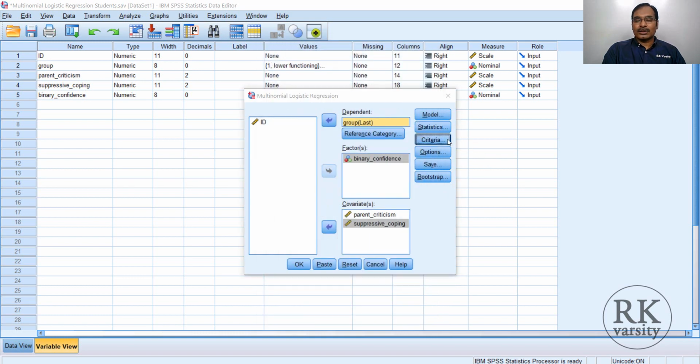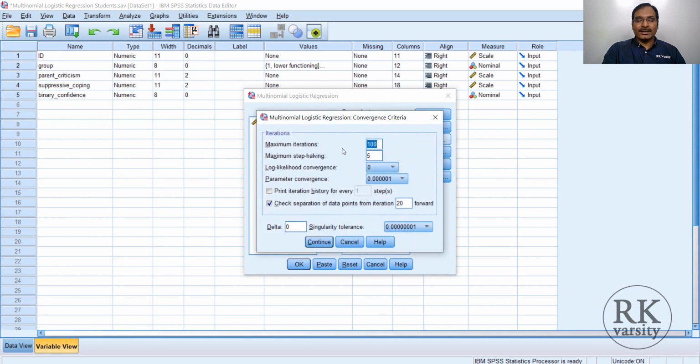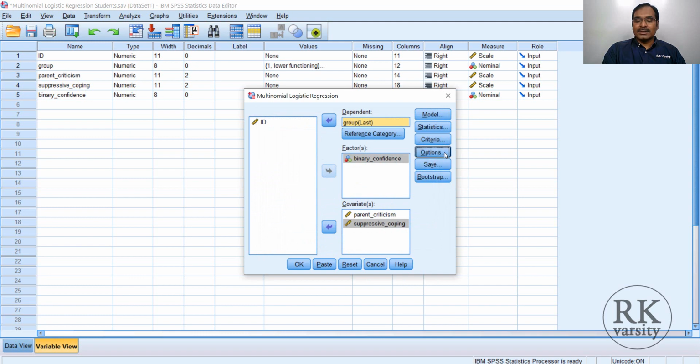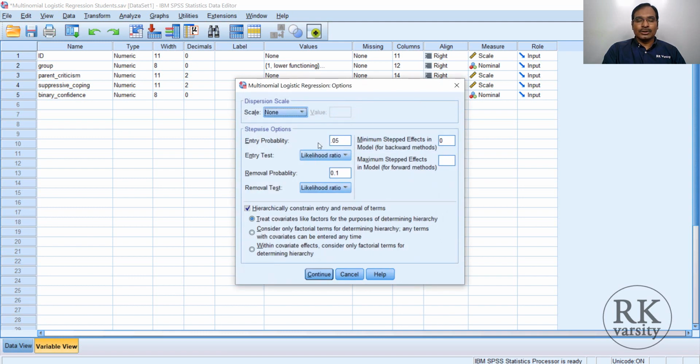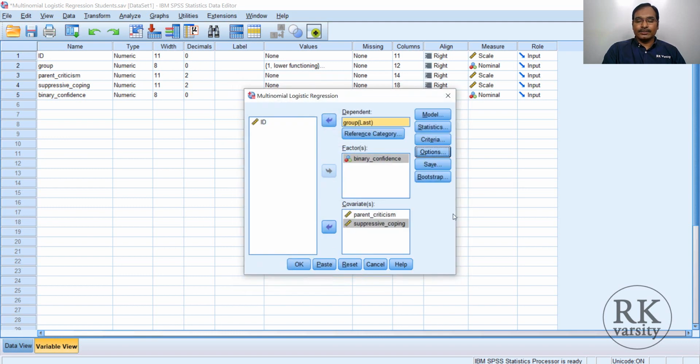Now go to criteria. So here criteria is maximum iterations, likelihood. All this keep intact as default values. Click continue. Then you have options. So your probability value you can change, and entry test you can change if you wish, but we go with the probability of 0.05, that is 95% confidence interval level, and click continue. Then click OK.